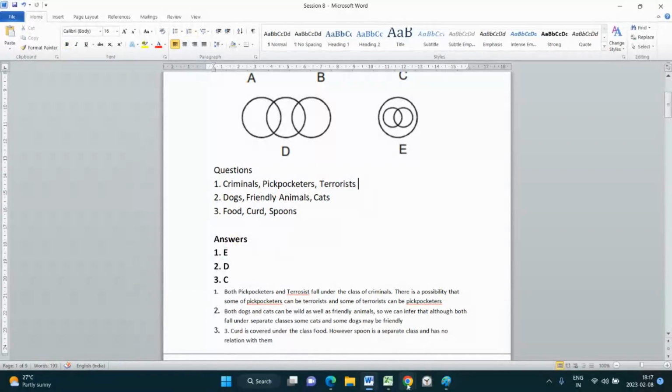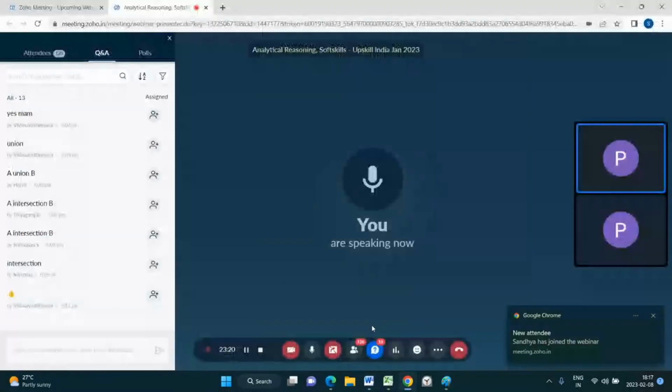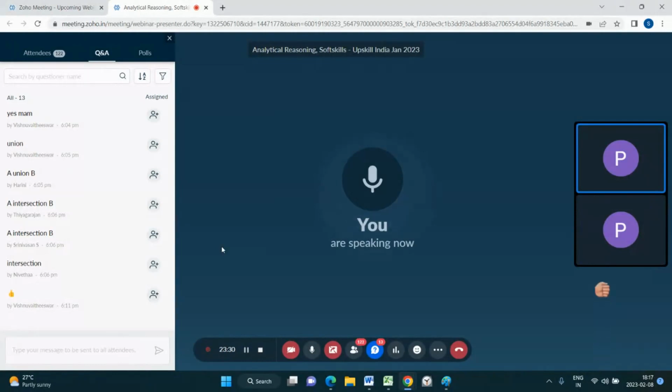Understood? How is this Venn diagram defined? You will get such questions in your entrance examination for getting into the IT industry. All of you understood? Can I see more thumbs up, please?